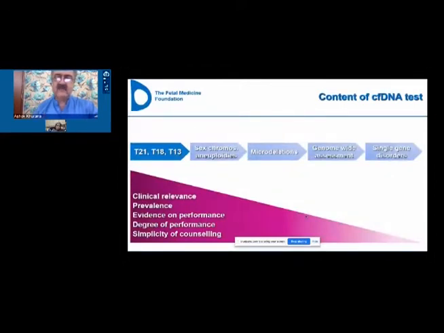Because we do realize that although NIPT is becoming extremely fancy, the moment we go beyond the common autosomal trisomies and we go beyond the sex chromosomal aneuploidies, the whole trend begins to fall. Microdeletions, some not so validated, and detection rates poor. Genome-wide assessment with its own problems, and we will discuss those, and single gene disorders right at the bottom, and we will discuss those. Also, we understand that the simplicity of counseling goes down when we go down this. The degree of performance goes down. The evidence on performance is also down. The prevalence is also down, and the clinical relevance is also down.